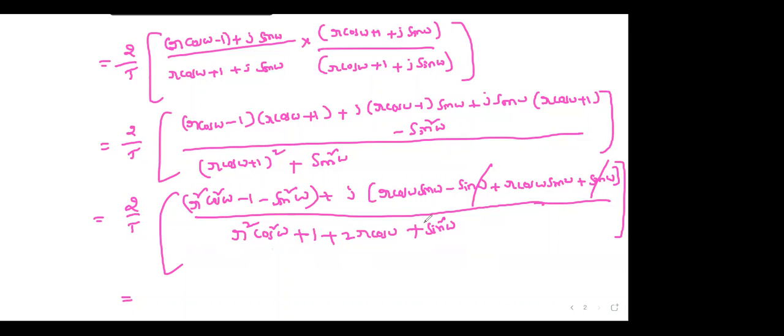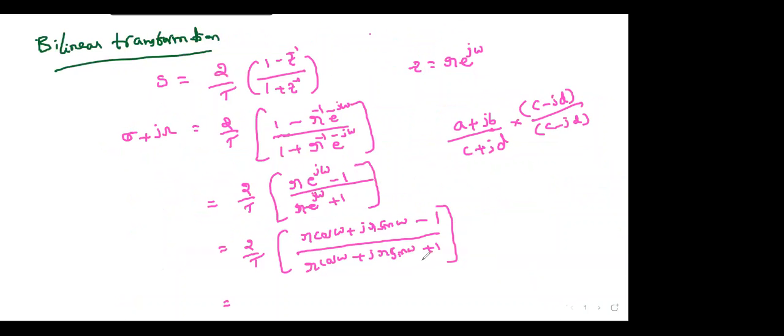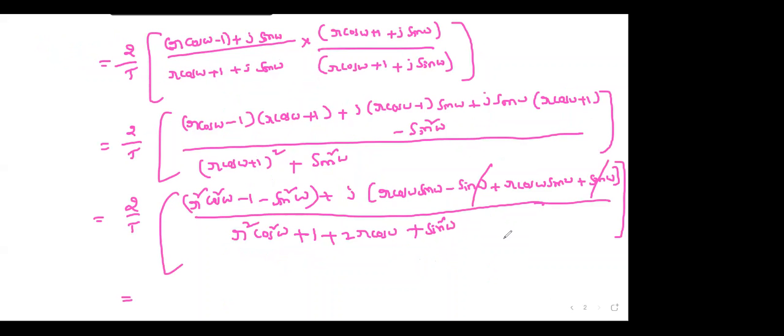So I think I made a mistake somewhere, and I am not getting where. Here it is r sin omega, r sin omega. Here I missed r. That's what I'm missing. So sin also has an r term. That is the problem.